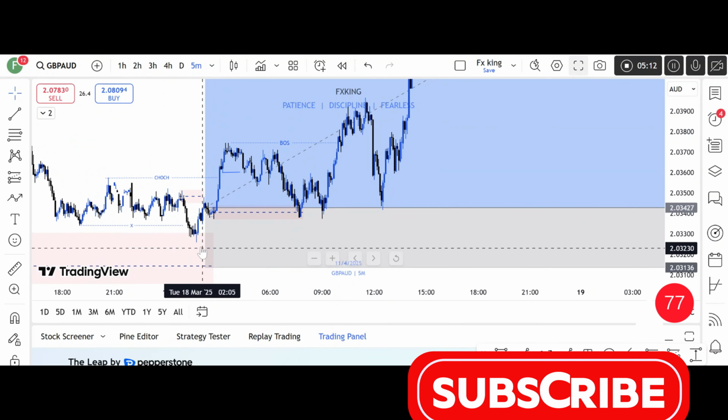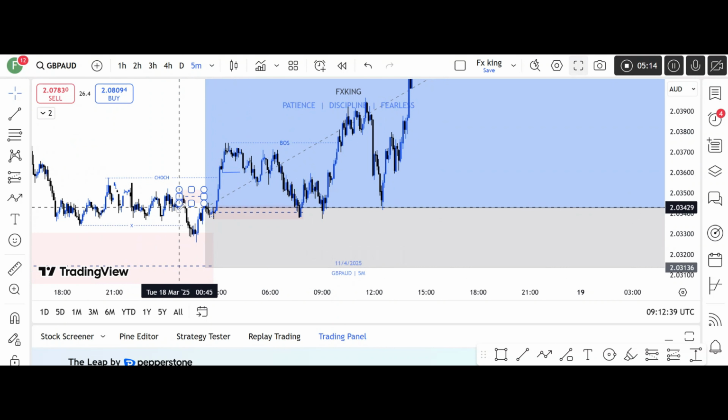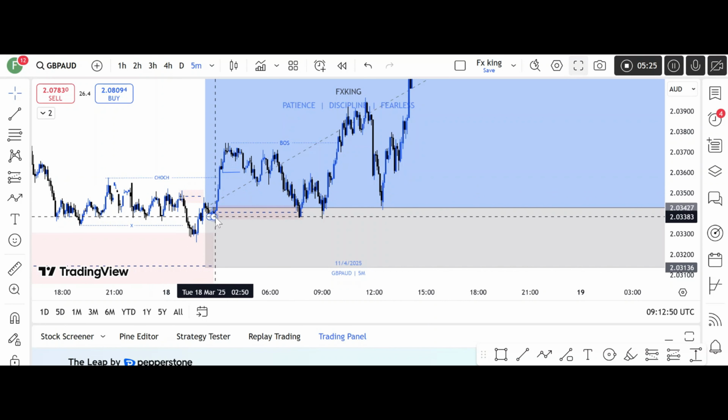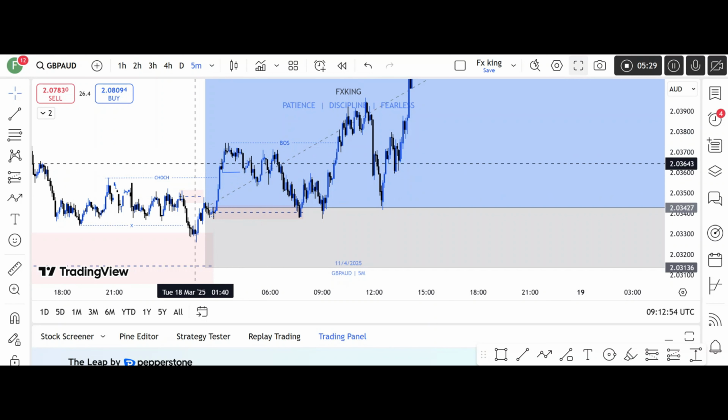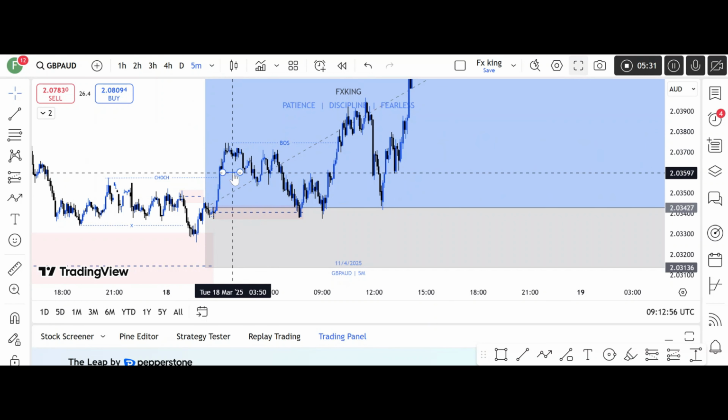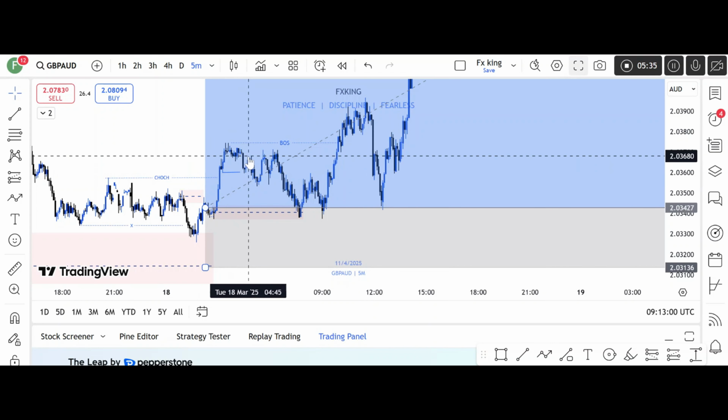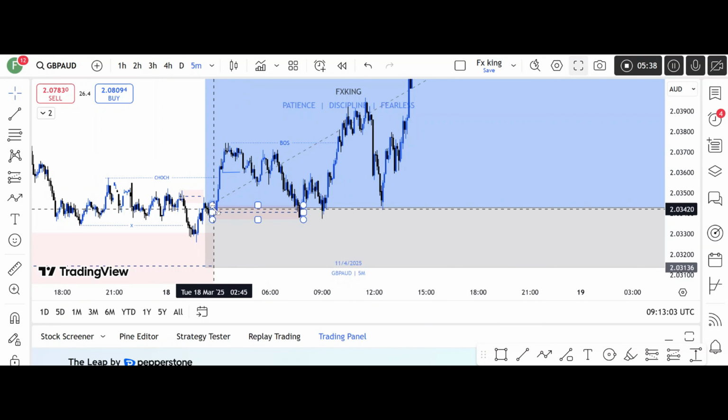So what price did here is, this was our last supply zone. Price pushed and reacted off this supply zone. When it reacted off, it created a demand zone here and finally gave us a break of structure to the upside. Now, after this break of structure, we had our inducement here. This inducement acts as our liquidity before our point of interest.